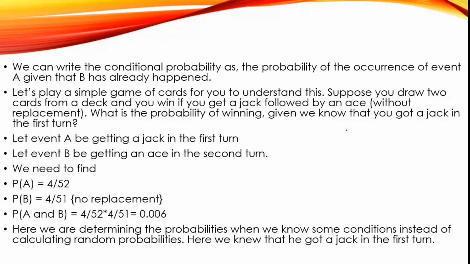And now the probability of A and B both happening is 4 by 52 into 4 by 51. A and B in the intersection, so probability of A into probability of B. So the answer is 0.006.